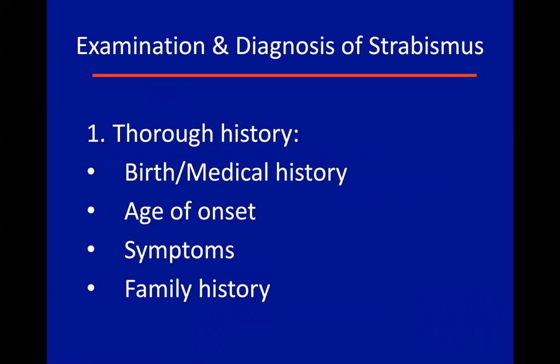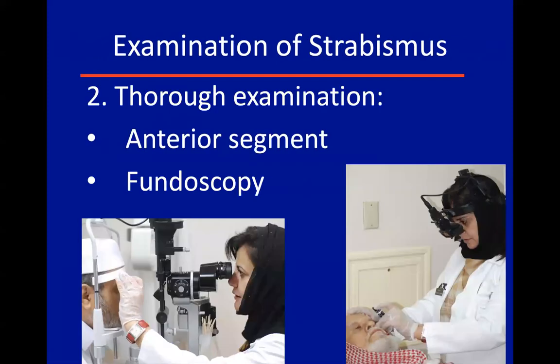I cannot stress a thorough history enough. You don't have that now, but when you come into your fifth year, we're going to be teaching you how to do a thorough history, but remember that for your exams. Take the birth and medical history, the age of onset, symptoms, and family history. A thorough examination. We have to do an anterior segment examination, and we have to do a good fundoscopy examination.